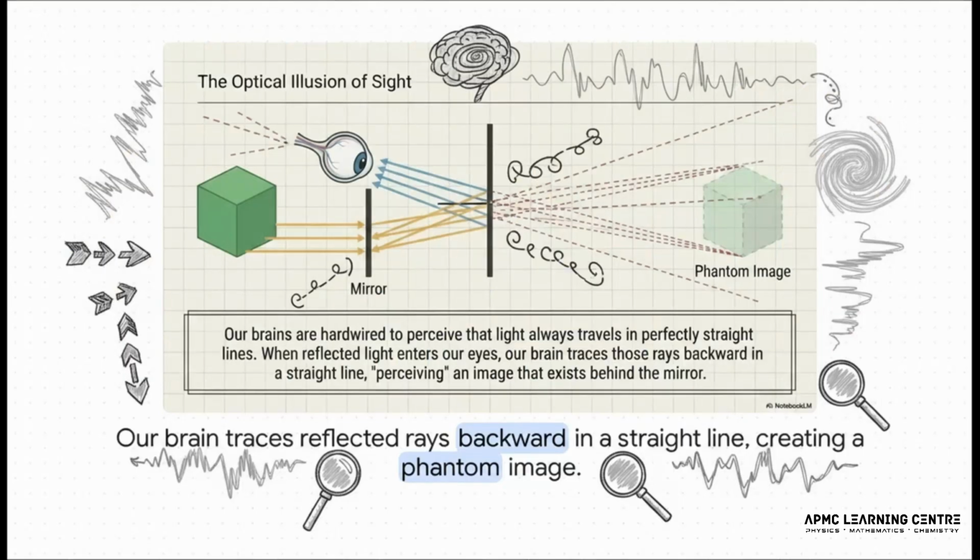See, your brain is hardwired with that very first rule we talked about. Light travels in straight lines. So, when these reflected rays hit your eye, your brain has no idea they've bounced off a surface. It just traces them backward in a straight line until they meet at a point that seems to be behind the mirror. This is what we call a virtual or phantom image.